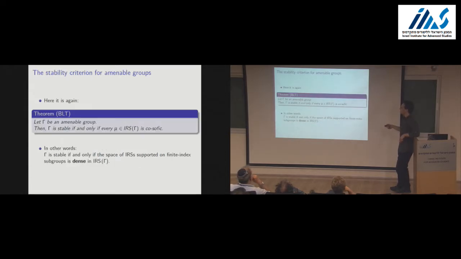Okay. So now that we have that, let's see the theorem again. An amenable group gamma is stable if and only if every invariant random subgroup is cosophic. Here's another way to say it. Gamma is stable if and only if the space of invariant random subgroups which are supported on the finite index subgroups is dense in IRS gamma. So stability for amenable groups is a density property of some subspace of the invariant random subgroups in the whole space.